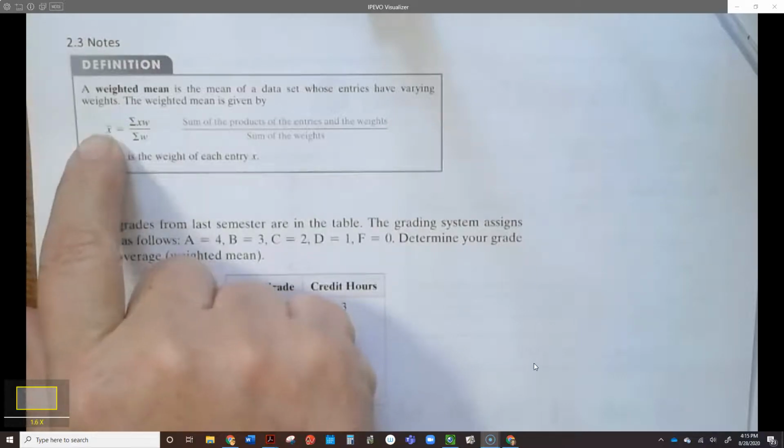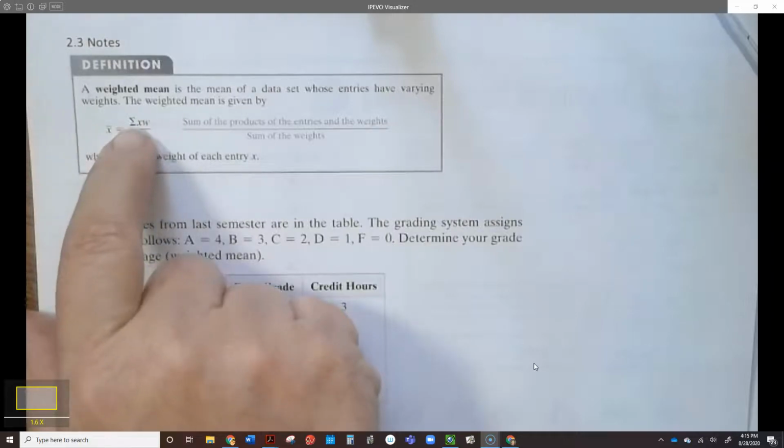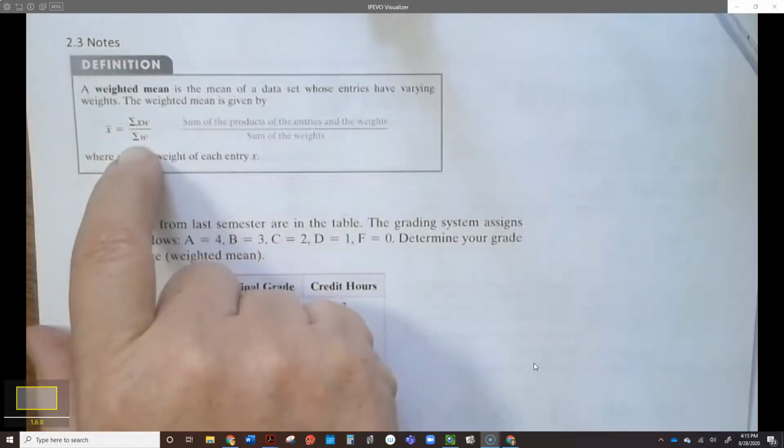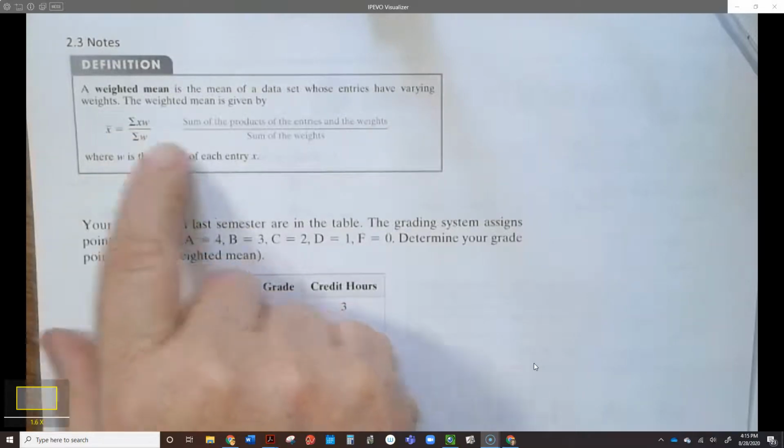X bar is the symbol that we're going to use for a weighted mean. This says we're going to be adding something up, and then we're going to be dividing the two sums.